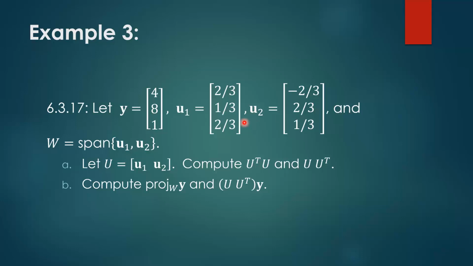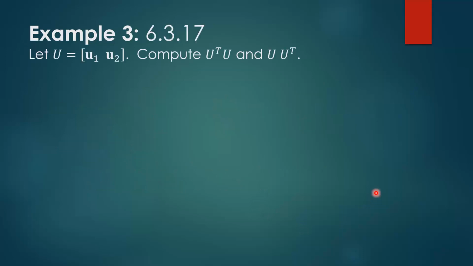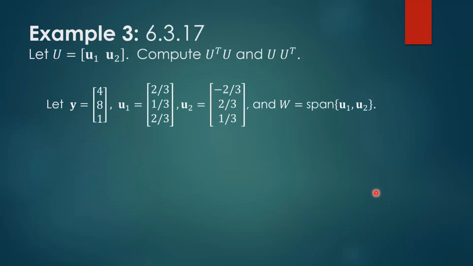So the problem is asking us to first compute U transpose times U and U times U transpose. So given that U has column vectors u1 and u2, they want us to compute the projection of y onto W the way we've been doing it before, and then to multiply the matrices, and after that multiply it times y to see what we get. So let's do part A first. So part A, we want to compute this.